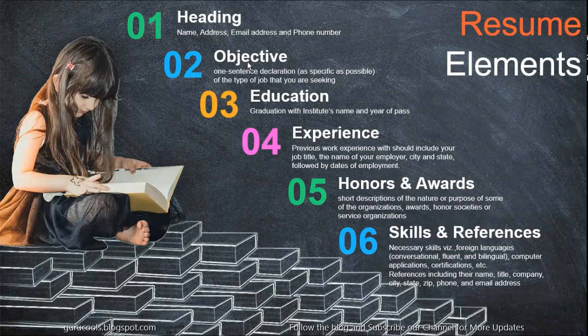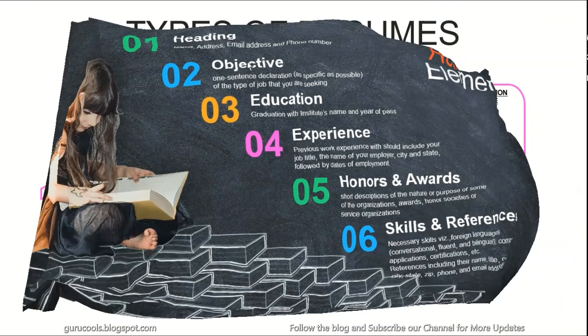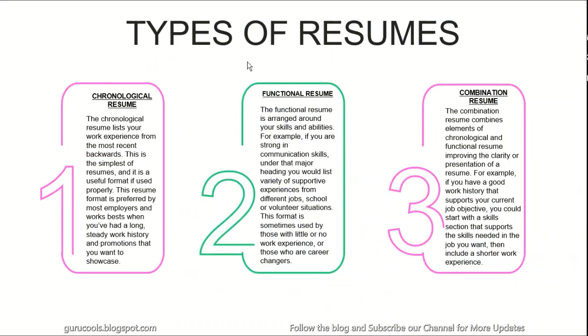So these are the 6 elements that have to be included in the resume. Remember, without these 6 elements, it shows a bit of an incomplete resume. There is another heading, which is the personal details. Now first, before going to type the resume format, we shall see what the types of resumes are.